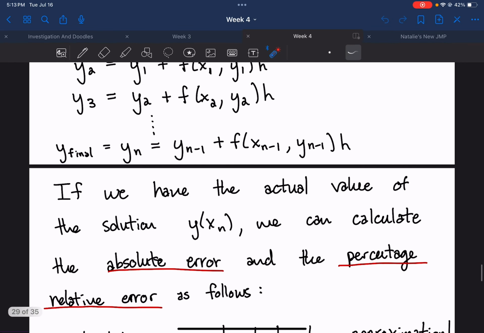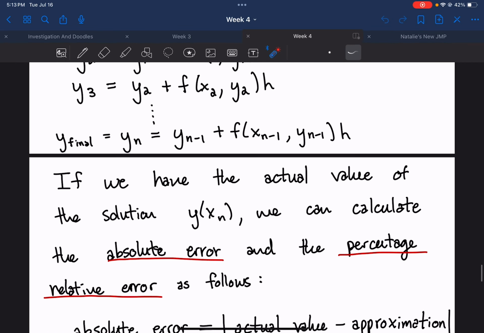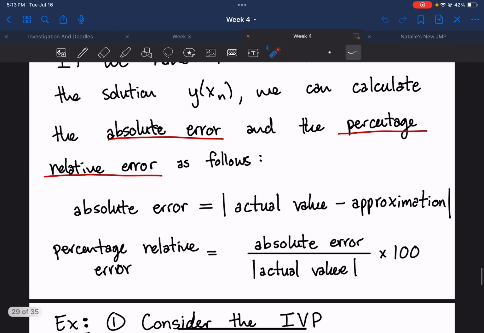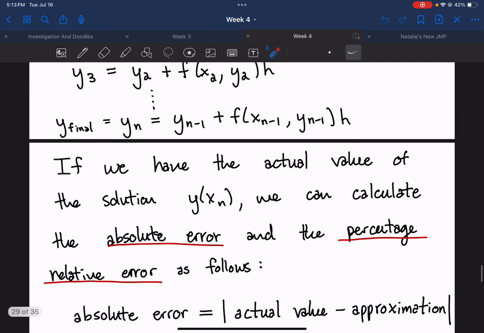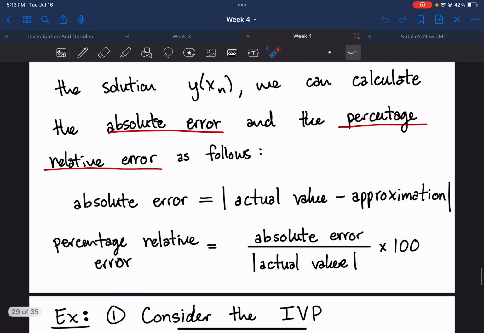Now, if you have the actual value of the solution at the nth point, then you can calculate what's called the absolute error and the percent relative error. The absolute error is the absolute value of the actual value at xn minus your approximation. And to get the percent relative error, you just take the absolute error over the actual value times 100, and that gives you what's called the percent relative error.